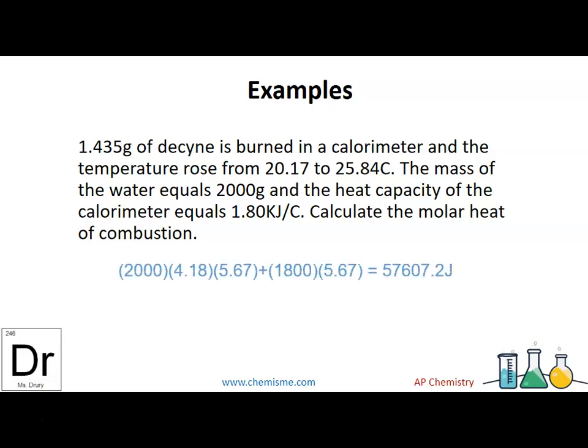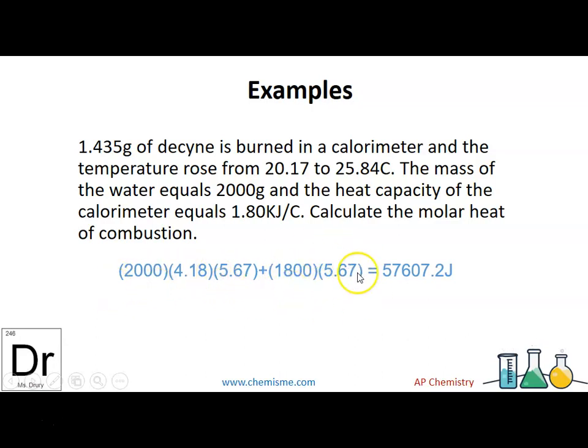So we're going to do an MC delta T, which would be pretty normal. 2,000 grams of water, 4.18 for water's specific heat, and temperature change 5.67 overall. But notice I also added in a little chunk. This chunk is the 1.8 kilojoules, which in joules would be 1,800 joules for every degree it went up, so notice I changed the degree the same. That means that not only is the water absorbing heat, but because and only because they gave the heat capacity of the calorimeter, we have to consider that in our calculation. If we don't consider it, it's part of our error, right?